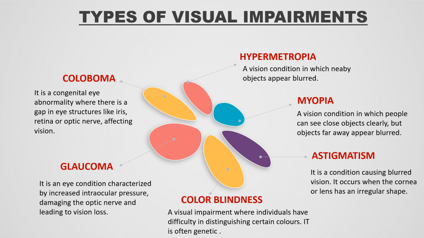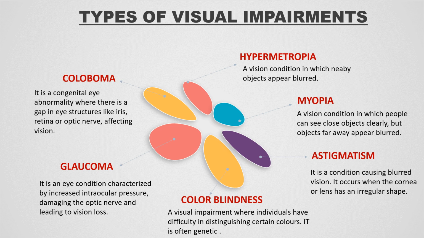Third one is astigmatism. This occurs when the cornea or lens has an irregular shape, causing blurred vision as light is not focused evenly. For example, imagine seeing horizontal lines clearly but vertical lines appear blurry or vice versa.